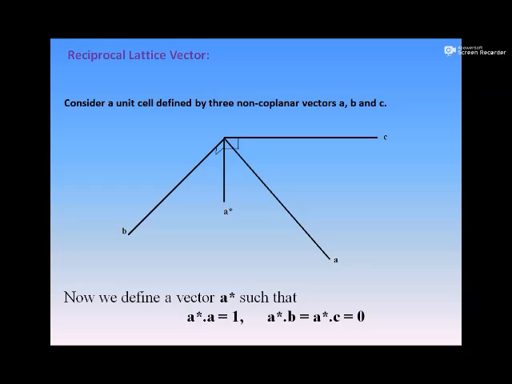Now we are going to define a vector A star which is perpendicular to the plane containing just the B and C vectors. I am drawing the perpendicular on the plane which contains vectors B and C, and that is represented by A star. Now for a normal crystal, you see that A dot B and B dot C will be associated with some definite relation by their interaxial angles.